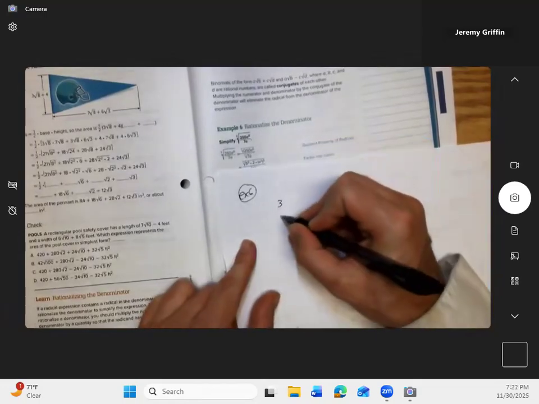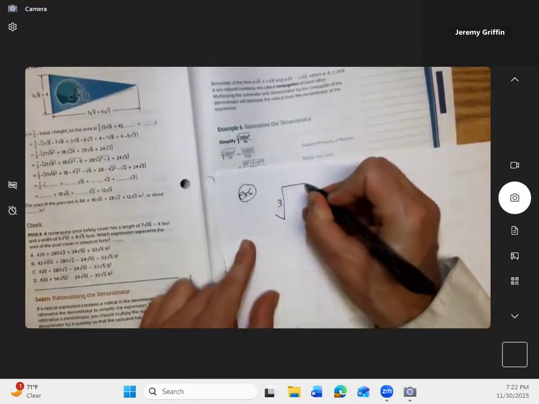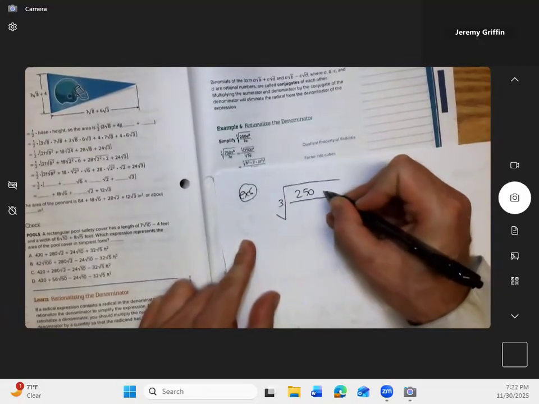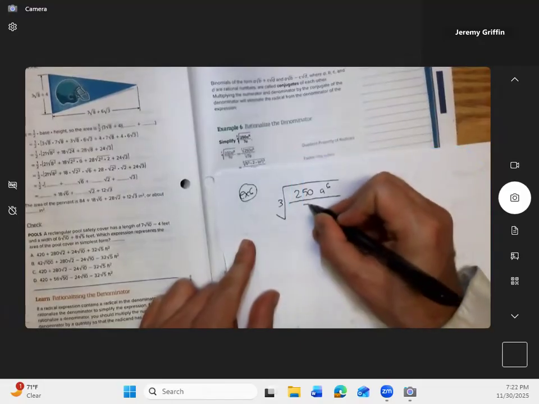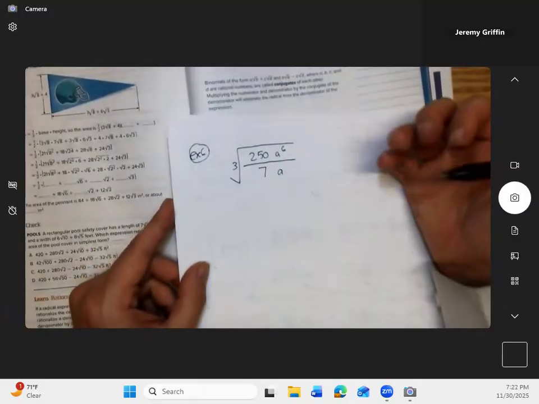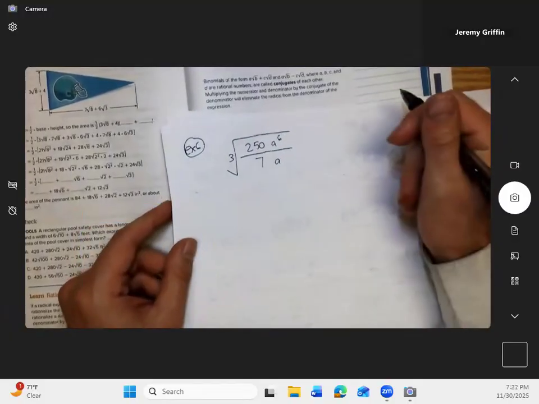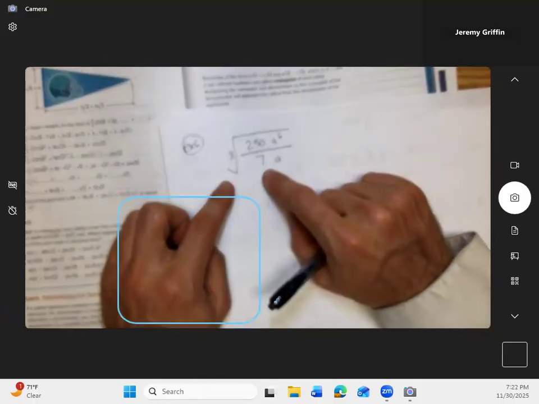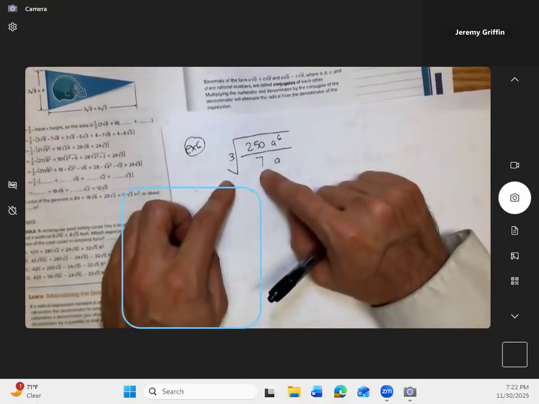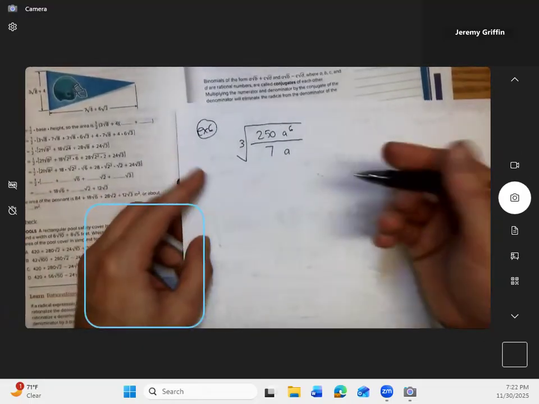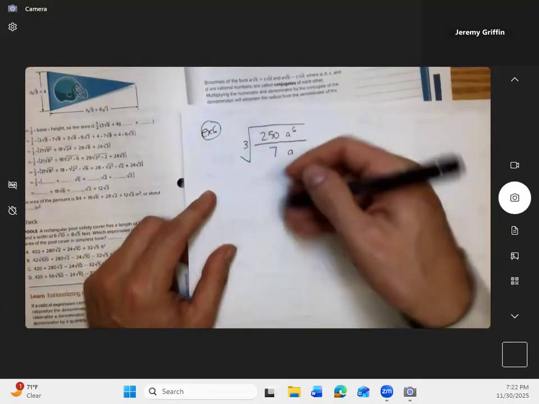So we got a cube root for this example. Inside the root is a fraction. We got 250 a to the 6 all divided by 7a. Okay. All right, so how can we simplify that? A lot of times, I never figure out why. I don't know. Mathematicians don't like there to be radicals showing up in the denominator for some reason. Okay, so there's ways to rewrite it, and that's exactly what this example is about. So let's see what this would come out to first.